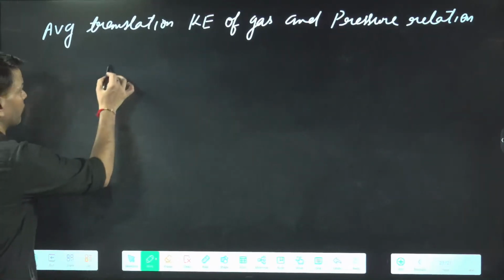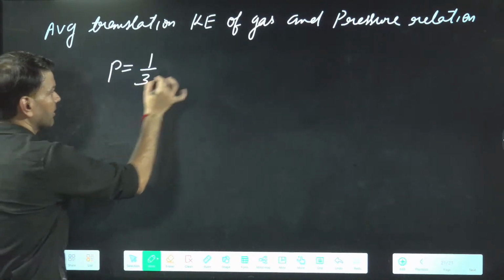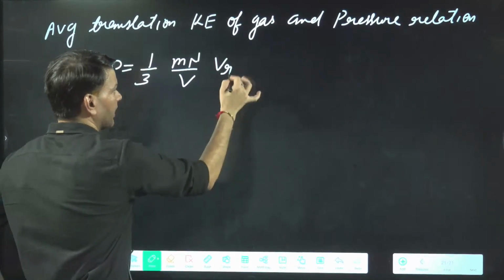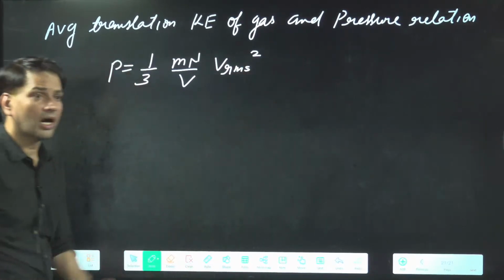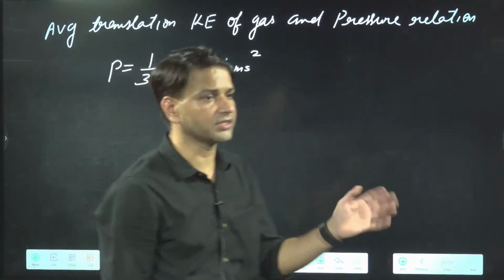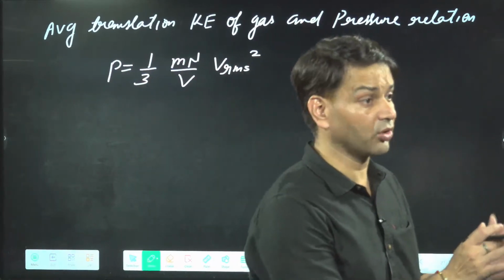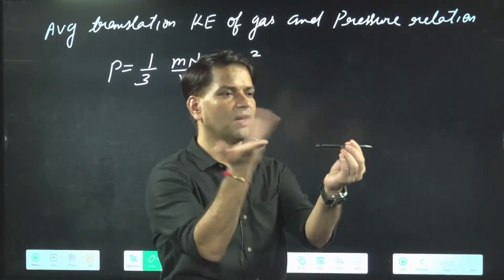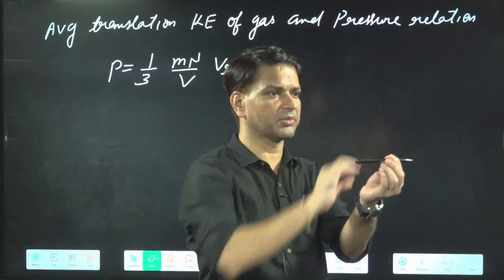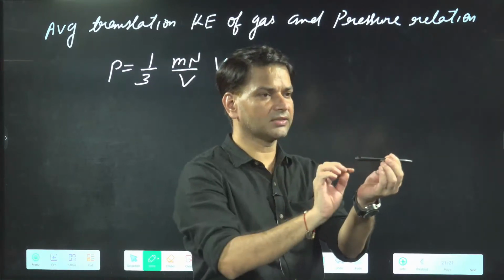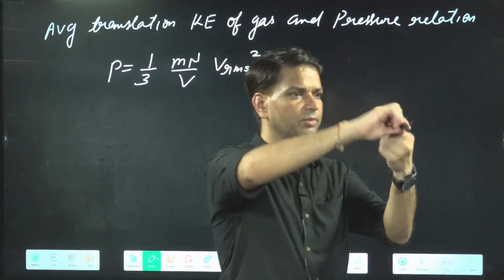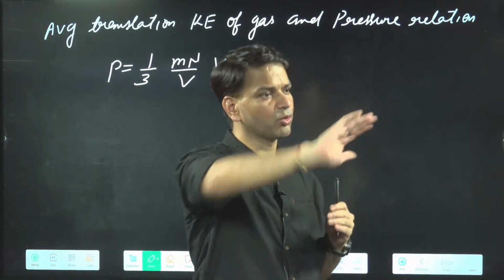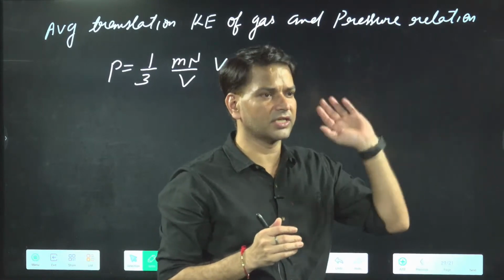So we have written P is equal to 1/3 m into N by V into VRMS square. I think everybody has the idea about translation kinetic energy. What is the meaning of translation or linear kinetic energy? Suppose this is an oxygen molecule, one oxygen atom here, oxygen atom here. If it is moving in a container, it can move by rotation as well as translation. Due to the linear motion, it will have kinetic energy, that is called the translation kinetic energy.